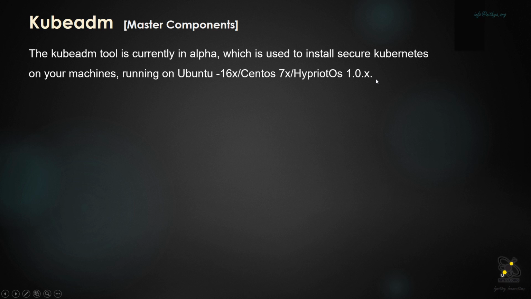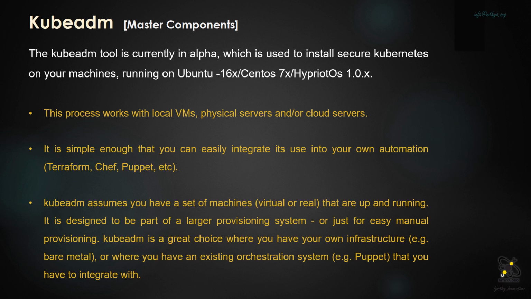What does that mean? Kubeadm can provision your secure cluster in an automated way with a single easy command. It is doing so many things, and it also supports your automation systems in DevOps. For example, if you want to provision the cluster using Jenkins, this is the tool you won't have to look beyond. This process works well with local VMs, physical servers and cloud servers. It's simple enough that you can easily integrate it into your own automation like Terraform, Chef, Puppet, Jenkins, etc.